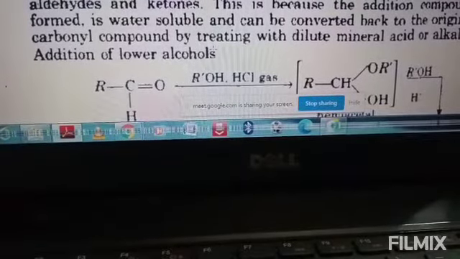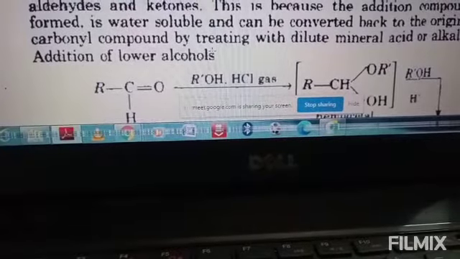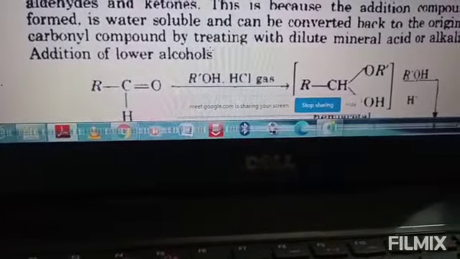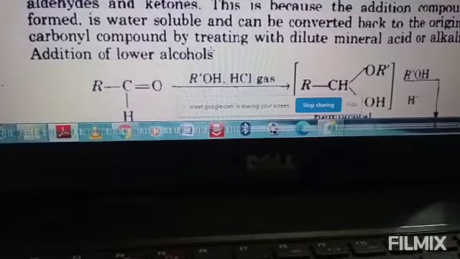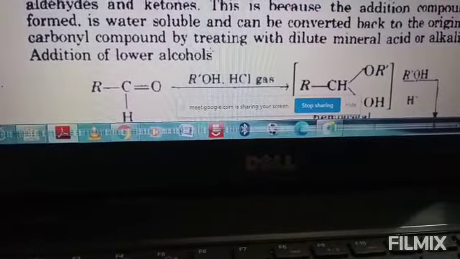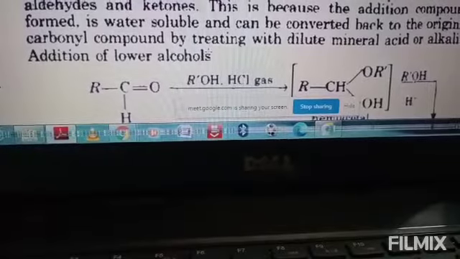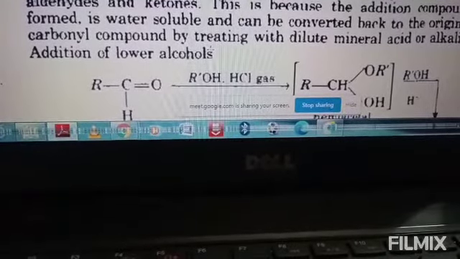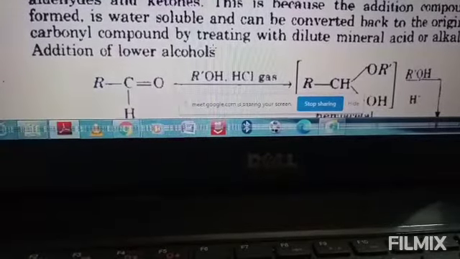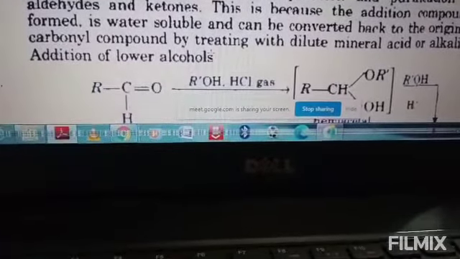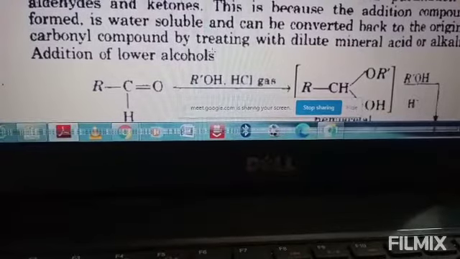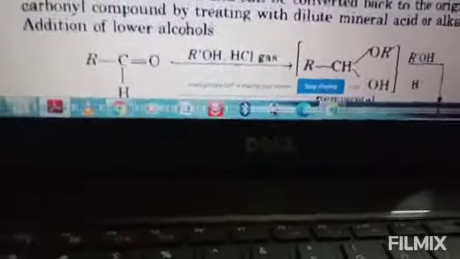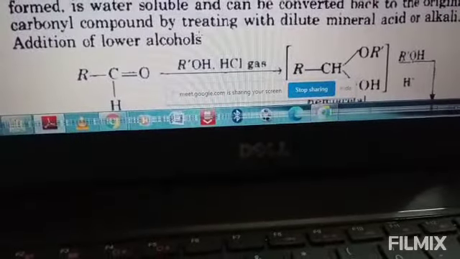The hydrogen sulfide addition compound, which is water soluble, can be converted back to the original carbonyl compounds by treating it with a mineral acid or alkalis. Therefore, they are useful for the separation and purification of aldehydes. So, how can we separate aldehyde and ketone? You need to recall this one. Just listen again, I already told that.